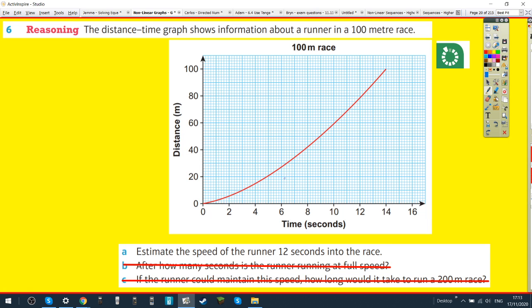We shall try. Okay, so how do you do this one? Estimate the speed of the runner at 12 seconds into the race.